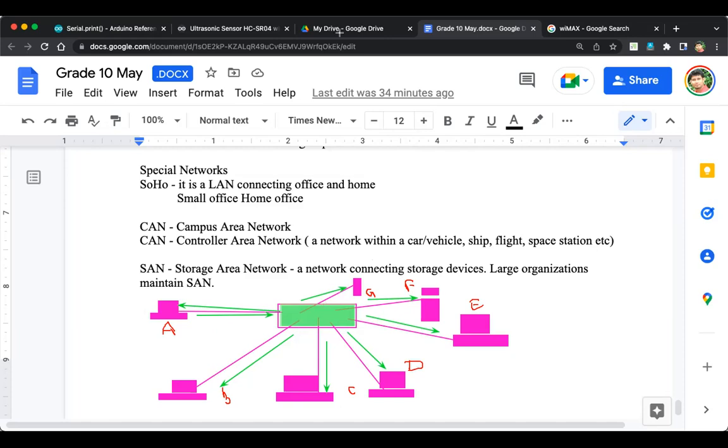But a switch is not like that. If you tell the switch, hey, tell it to D, it goes only to D, not to the others. The switch knows how to unicast. Then if B says, please tell my message to C and E, it knows. It will transmit to C and E both.